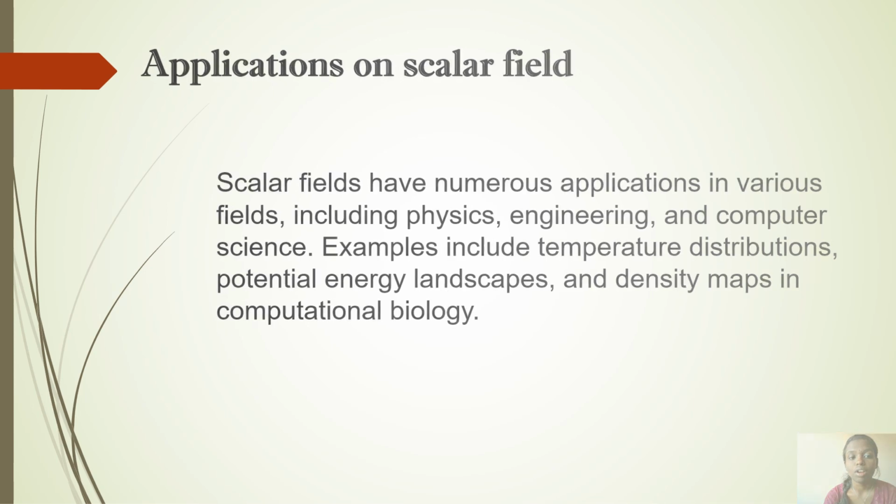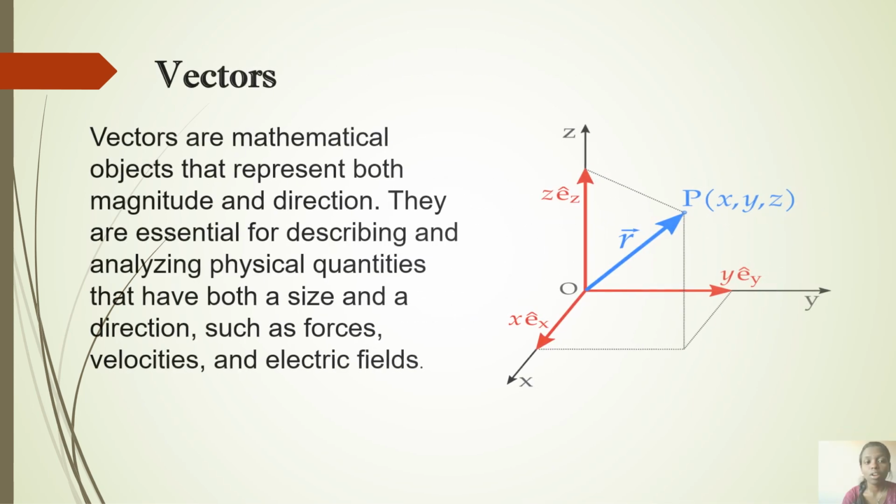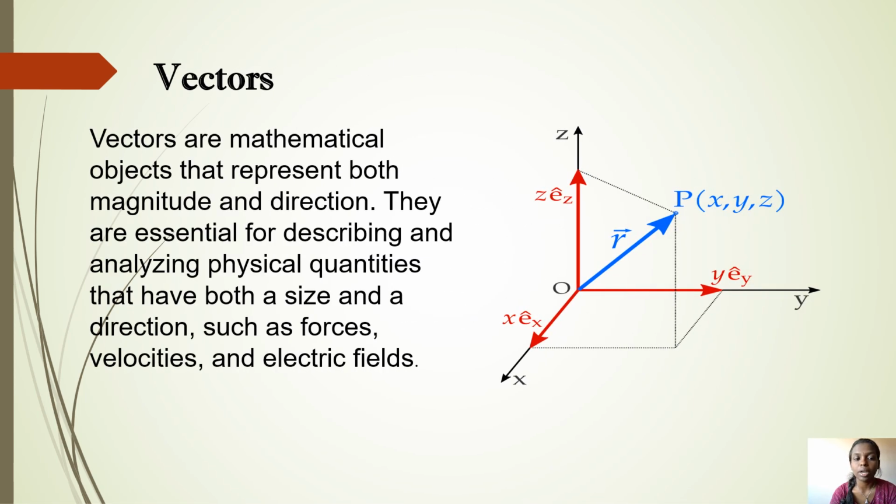Vectors. Vectors are mathematical objects that represent both magnitude and direction. They are essential for describing and analyzing physical quantities that have both size and direction, such as force, velocity, and electric fields.